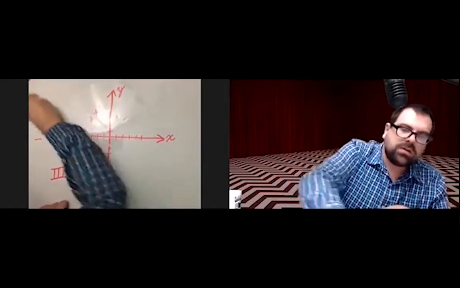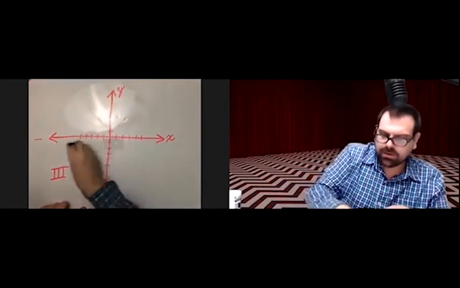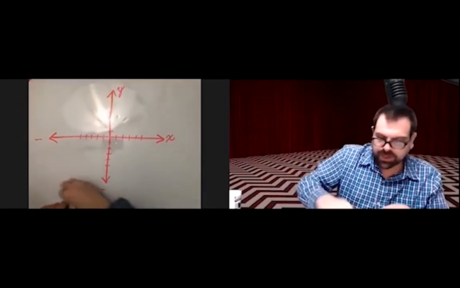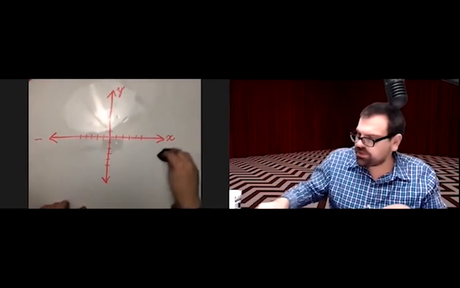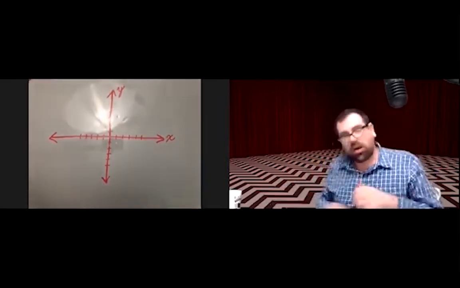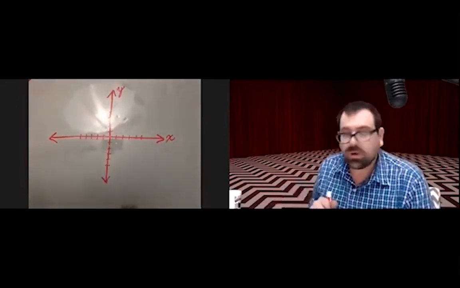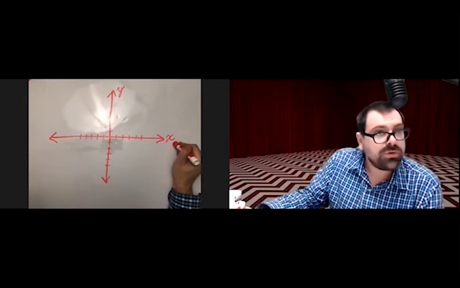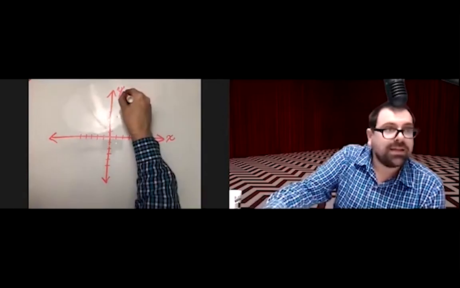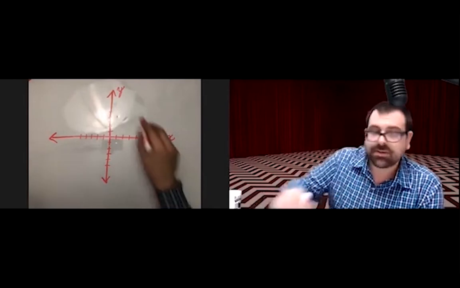When we draw ourselves a coordinate plane, you don't have to put in quadrants I, II, III, and IV. You don't have to put plus, minus. All you have to do is make the coordinate plane, label your x-axis, and label your y-axis. That's all you need, an x and a y.